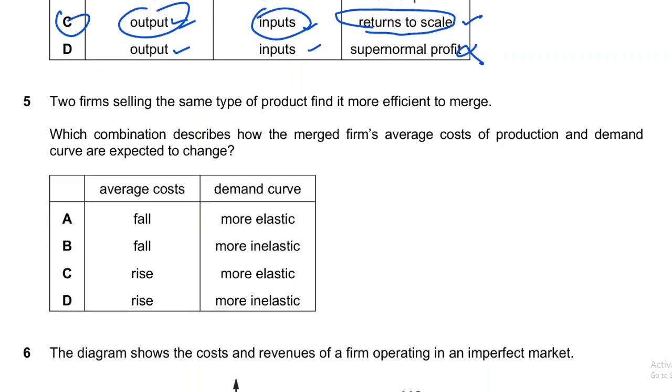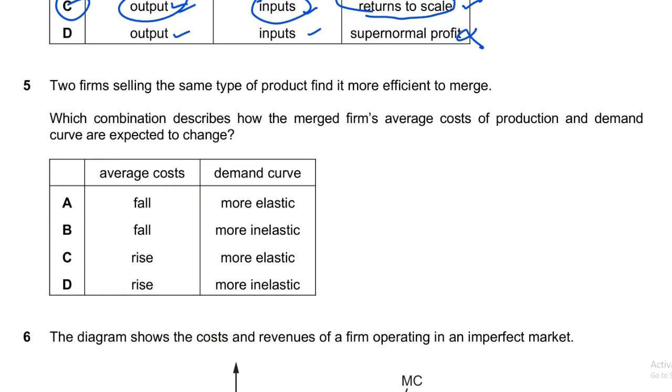And now moving to question number 5. Two firms selling the same type of product find it more efficient to merge, right? Merger is basically when two or more businesses combine their assets and liabilities to form a big business. Which combination describes how the merged firm's average cost of production and demand curve are expected to change? When firms merge, they become large and they can produce at large scale. When they produce at large scale, they can achieve economies of scale, and economies of scale will lead to a fall in average cost of production.